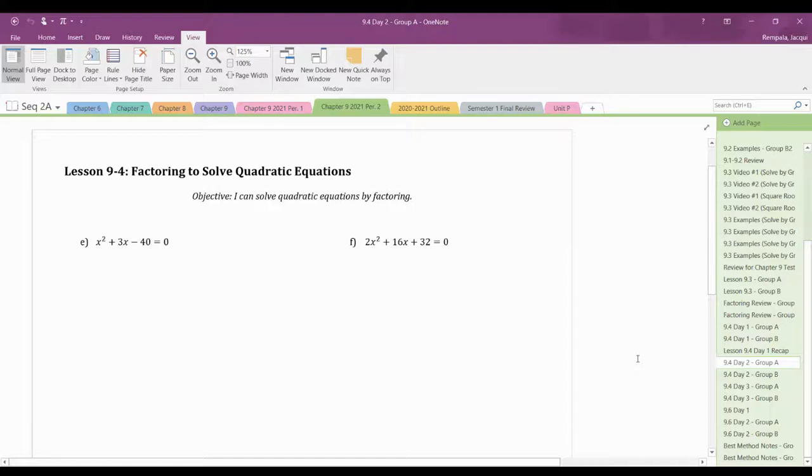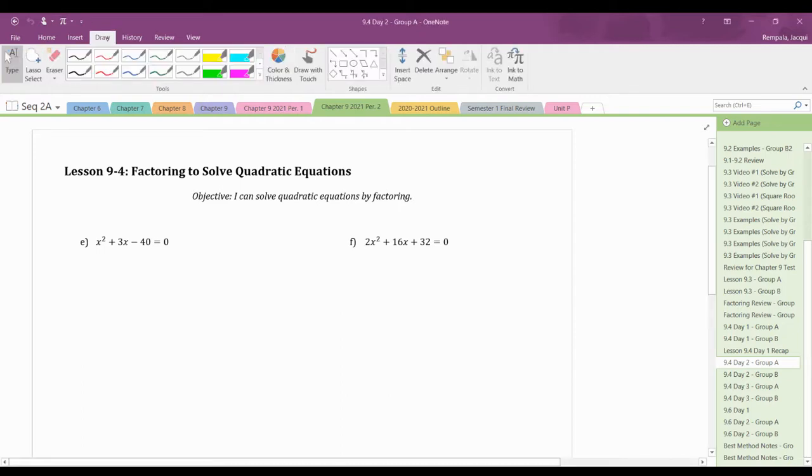Today we're going to continue factoring to solve. So we need to, once again, make sure that when we are factoring, we remember that the very first step to factoring is to always look for a GCF. So in this first example here, x squared plus 3x minus 40 equals 0.